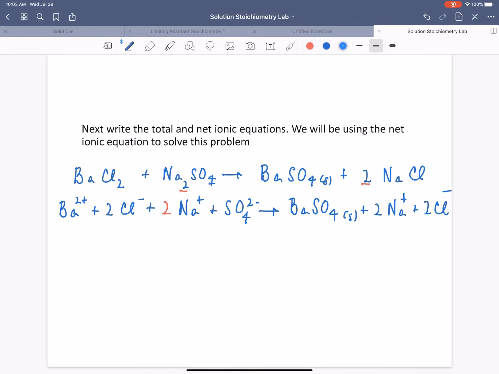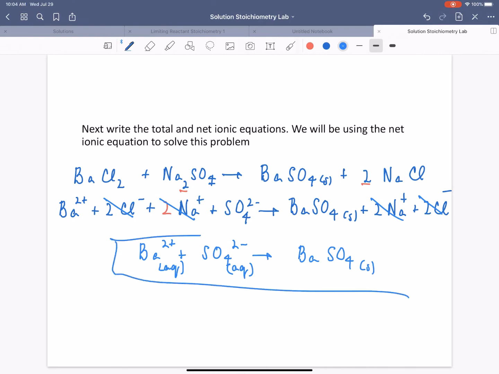Next, we're going to cross out anything that is the same on the left and the right. The spectator ions: 2 chlorides on the left, 2 chlorides on the right; 2 sodium ions on the left, 2 sodium ions on the right. And then we rewrite what is left over. This is our net ionic equation.